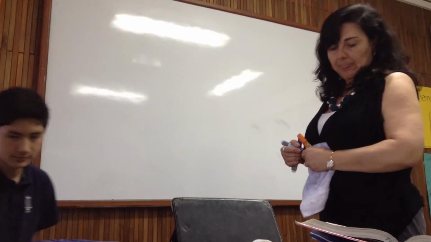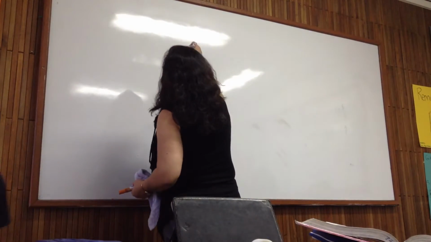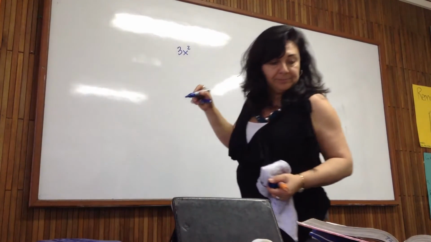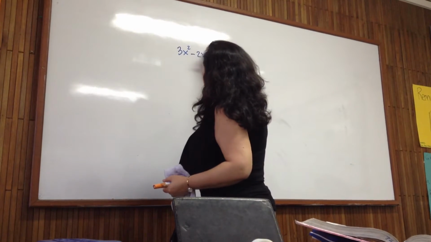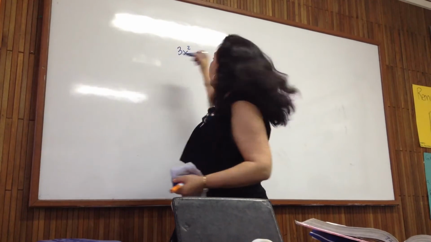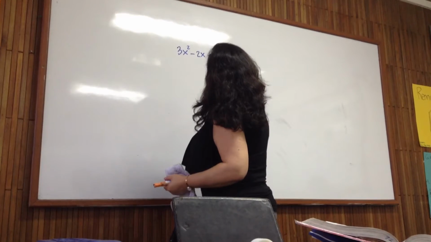So how do you use it? When your best friend is a formula, now you change it. None of your best friends is there. 3x squared, that's all you have. Minus 2x plus 5 equals 0.